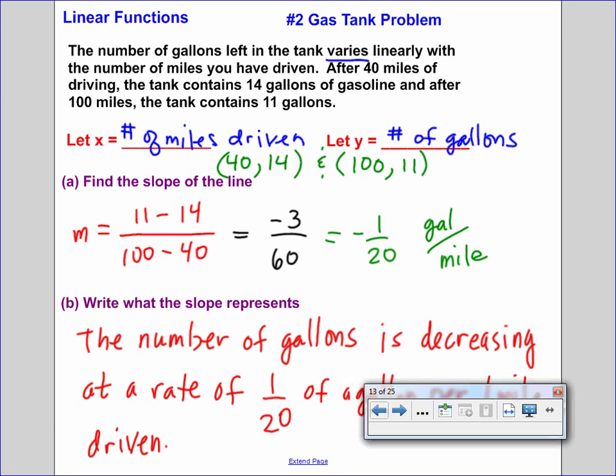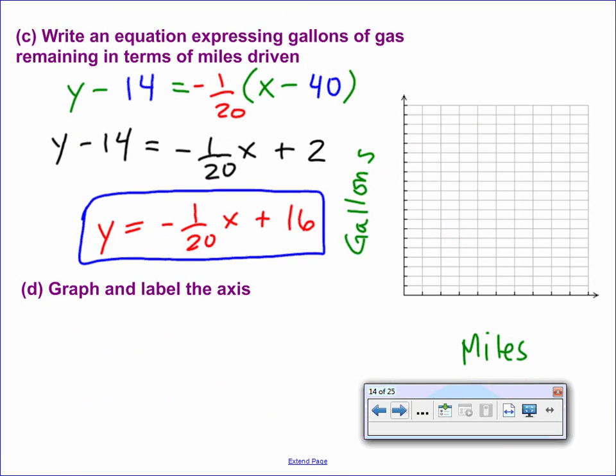So you're going by tens. 50. 100. I'm going by ones for gallons.